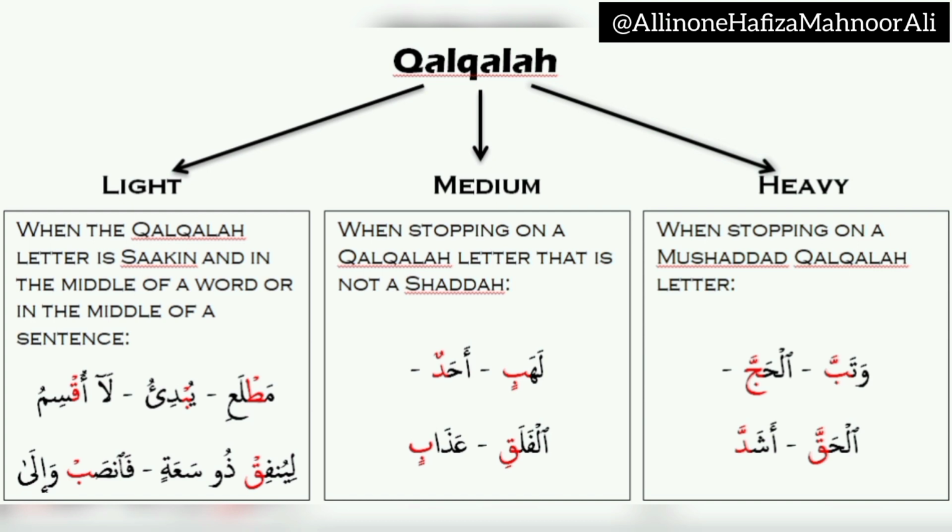When stopping on a mushaddad letter, we apply the qalqala. This one will be the heaviest or the strongest type of the qalqala. Let's look at the examples of the heaviest qalqala. Watab. So the ba is having tashdid here. So when we apply the qalqala here, that will be the strongest sound.